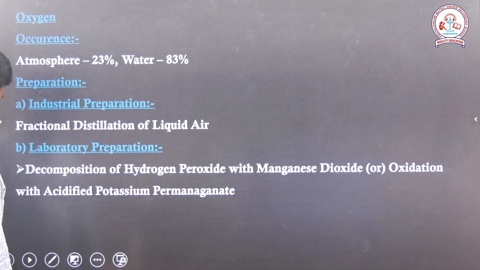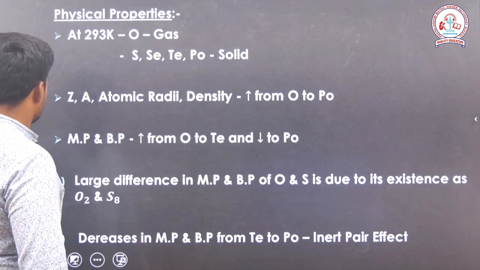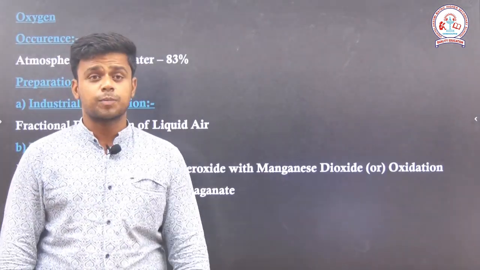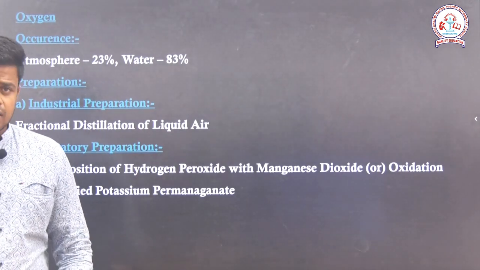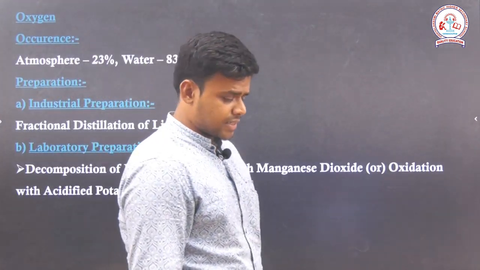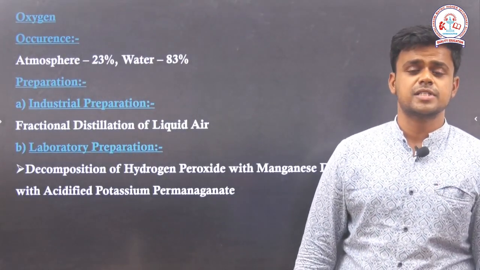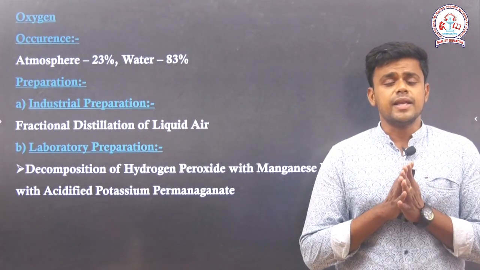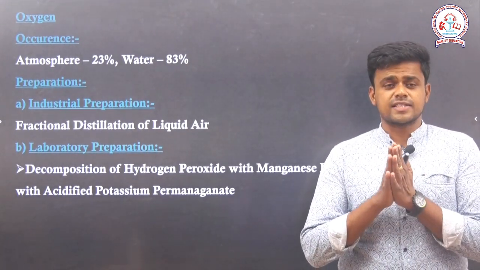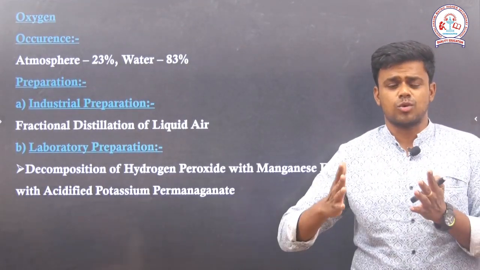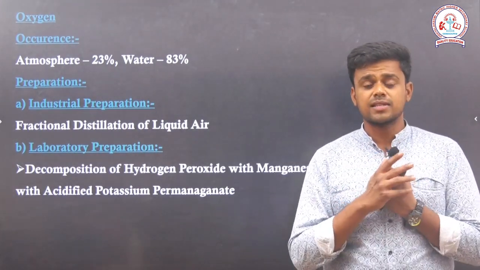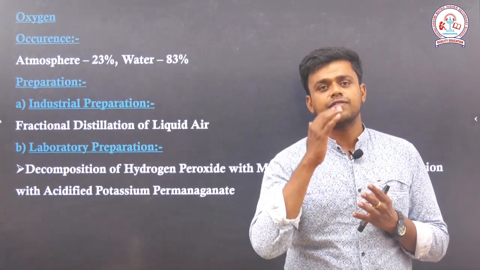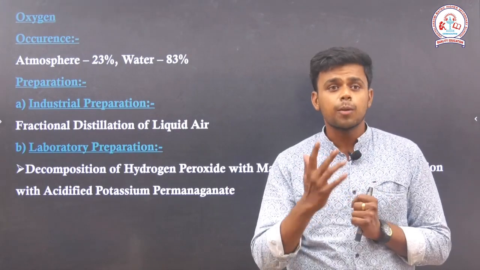The next one, oxygen, its preparation. In the atmosphere it exists in the percentage of 23%. Then in water it exists as 83%. We know that in H2O, by percentage of mass, oxygen will occupy the very first position, followed by the hydrogen in the water.